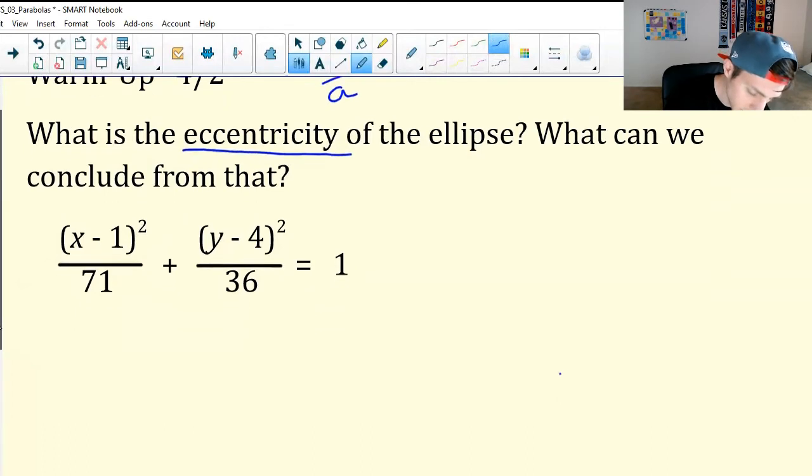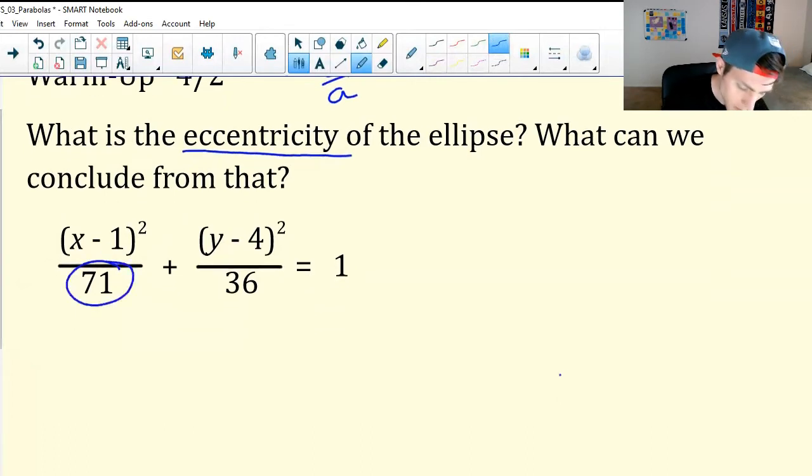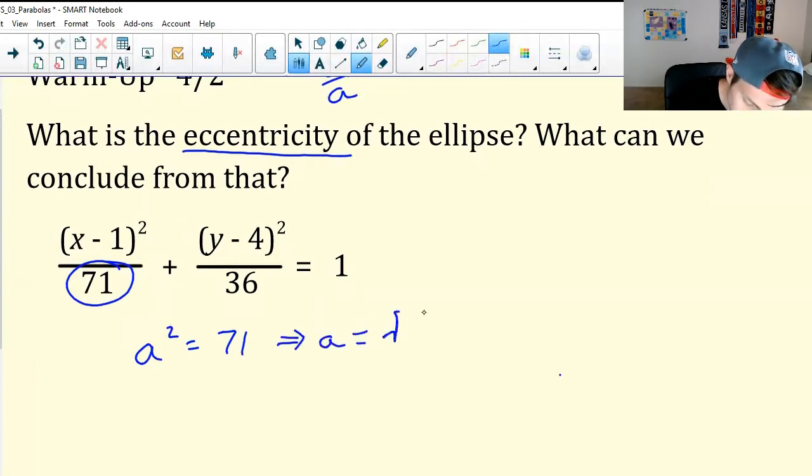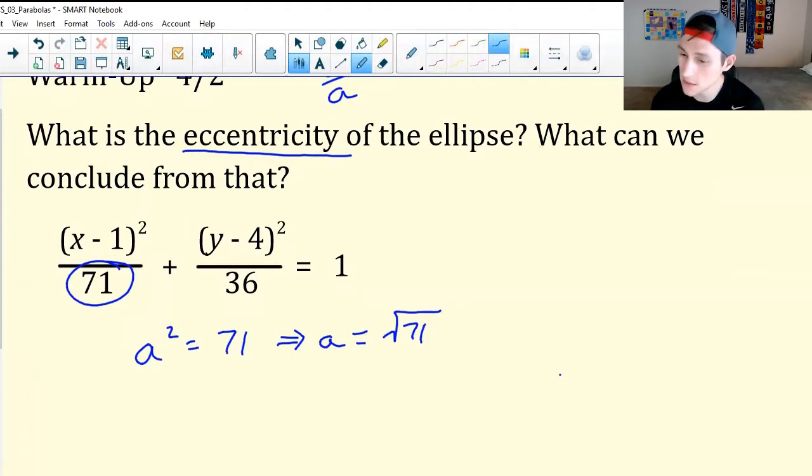So out of my two denominators, I know that this must be a squared, because a squared is always based on the larger number, which means that a is just the square root of 71. All right, 71 is not a perfect square, so we'll just leave it as square root of 71.